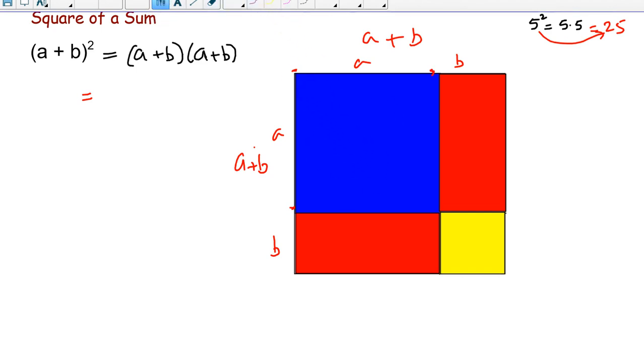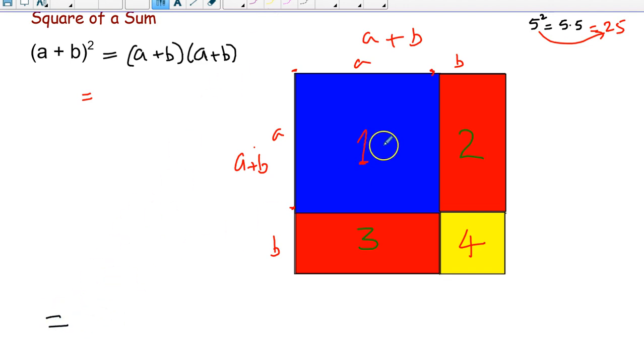Now, let us go to the areas of this. What is the area of the first piece? It is a square. The second piece is a rectangle. The third is a rectangle, and the fourth one is a square. Let me write 2 here. This is 2, and that is 3. On adding all these 4 pieces, we get the area of the whole square, and that is your product here, because if you multiply (a plus b) times (a plus b), we also get the area of the whole square.